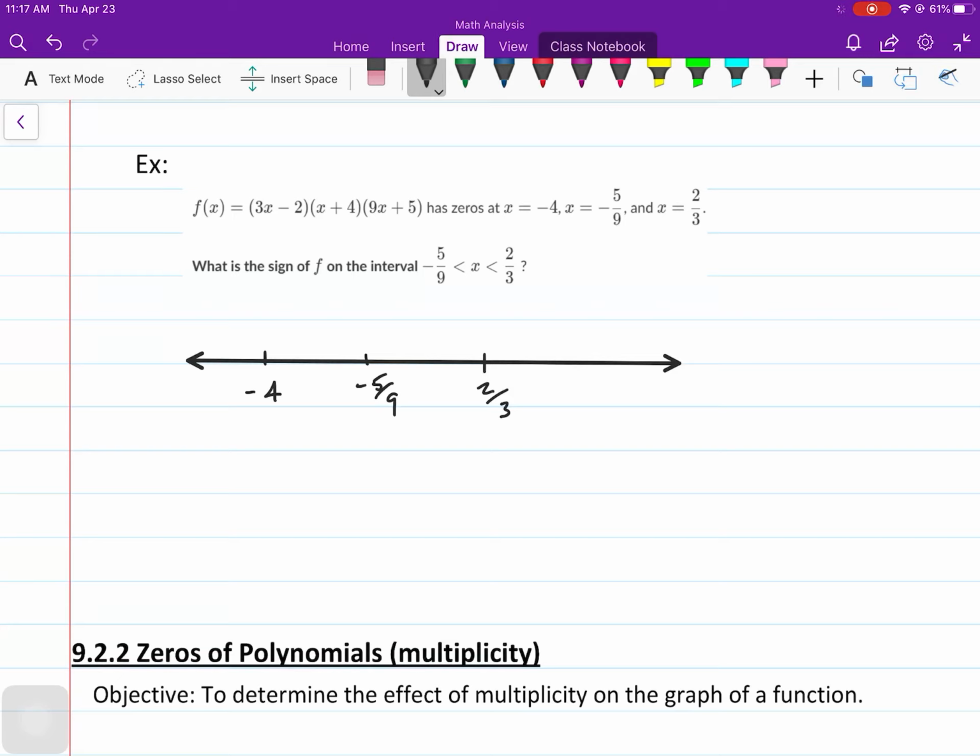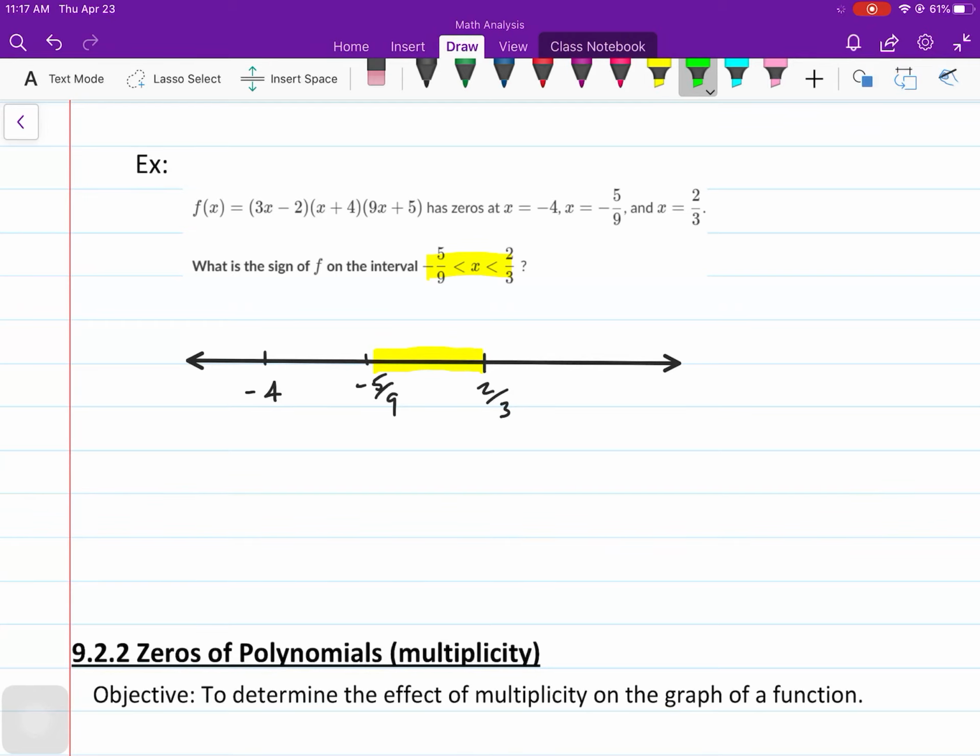And so what you want to do is you want to test each interval, and you could test each interval, but honestly the only interval we need to know is right here, -5/9 to 2/3, which is right here. That's the interval of our concern. So we're going to plug a number in between those two numbers.